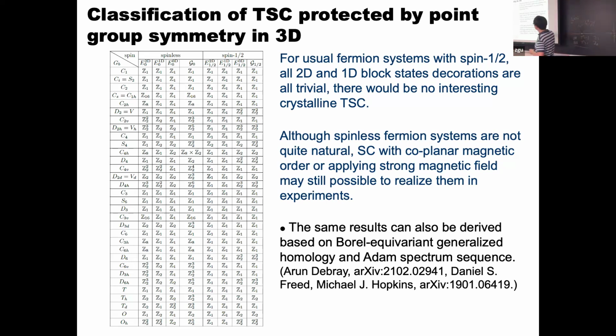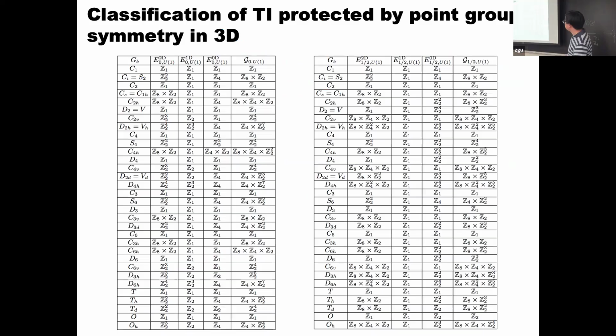But for spinless fermions, there are a lot of interesting fermion SPT phases. If we make a comparison with the insulating phase, for insulators, in general for both spinless and spin 1/2 cases, there are a lot of interesting interacting phases. So that's our conclusion. Probably experimental people can also work more on this insulating phase instead of superconductors.